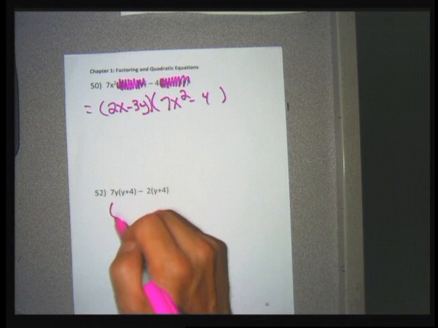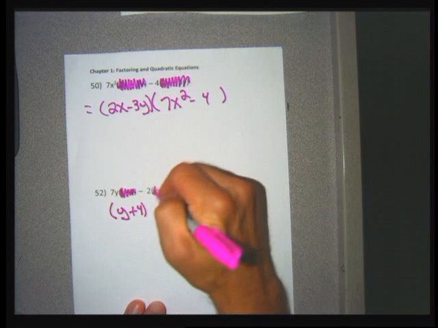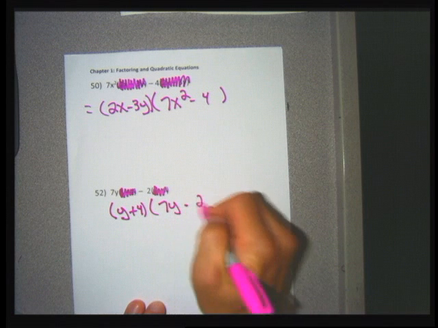I'll do the same thing for 52. On either side, there's a y plus 4. When I factor out that y plus 4, I'm left with 7y and a minus 2.